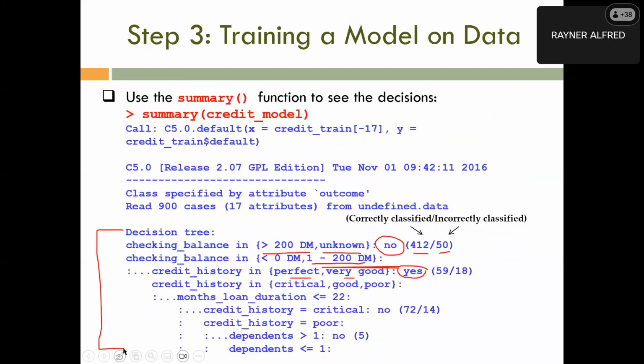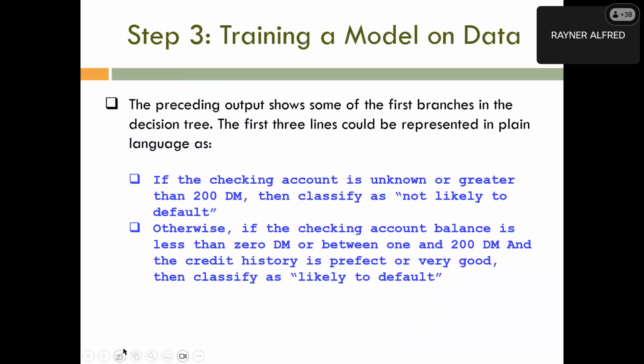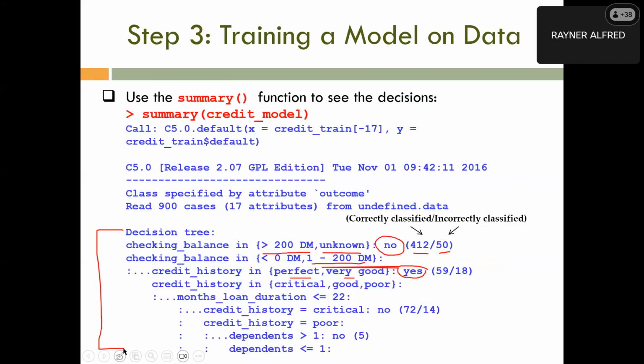Okay, so what we can say is that if the checking account is unknown or greater than 200 Dutch money, then classify as not likely to default, meaning you will pay. Otherwise, if the checking account balance is less than 0 Dutch money or between 1 to 200 Dutch money, and your credit history is perfect or very good, then classify as likely to default. Okay. So this one refers to correctly classified, incorrectly classified. So that's how we interpret this.